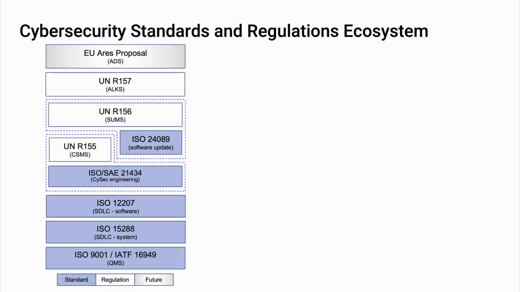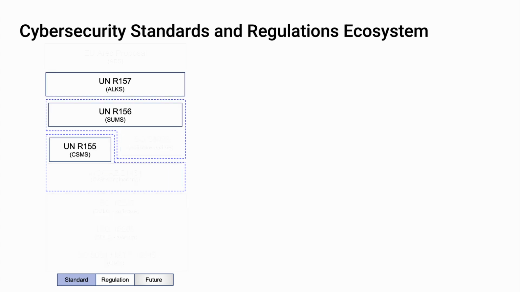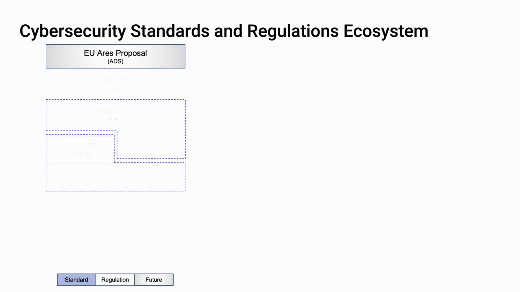Here's a view of the cybersecurity standards and regulatory ecosystem. There's a lot going on here. In blue, we have the technical standards. These relate to what happens from an engineering standpoint. In white are the activities that we need to do during the creation of the products. Shown here are the UN regulations. And finally, in gray, we have future regulation currently under development.